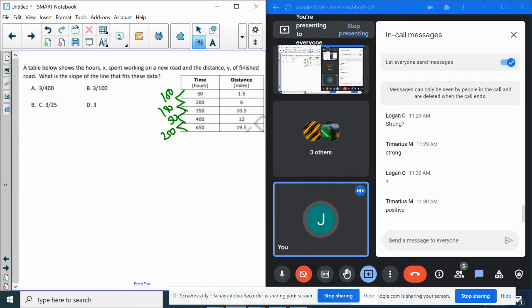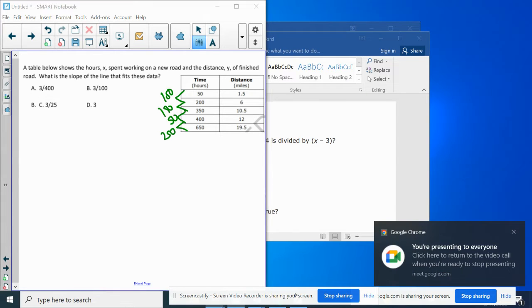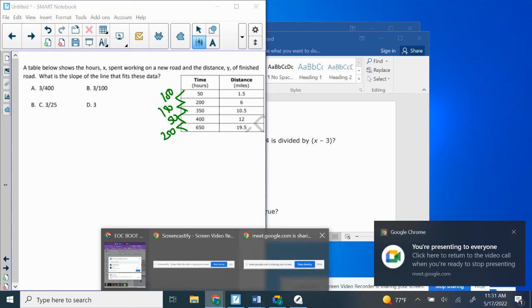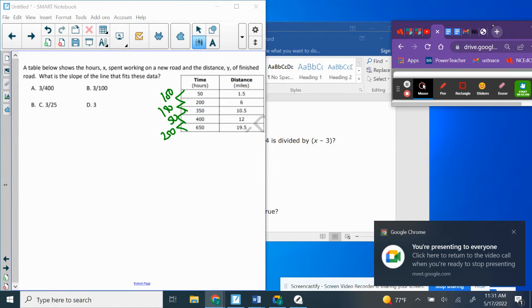So this, you do want to probably use Desmos and get a line of best fit. Let's see if I can do that without making a hot mess of our screen. Let's go here, we got a hot mess of our screen.